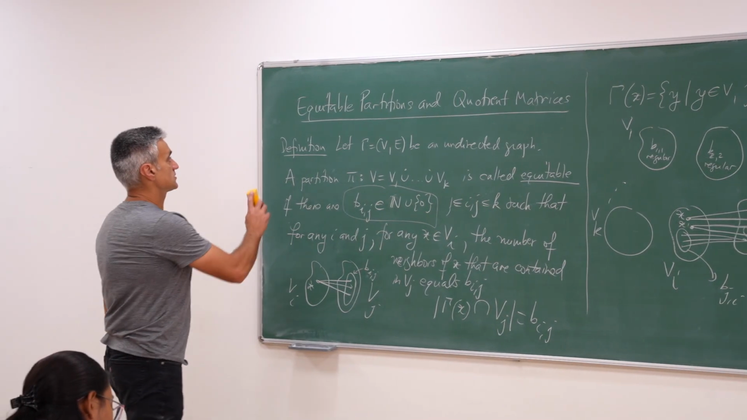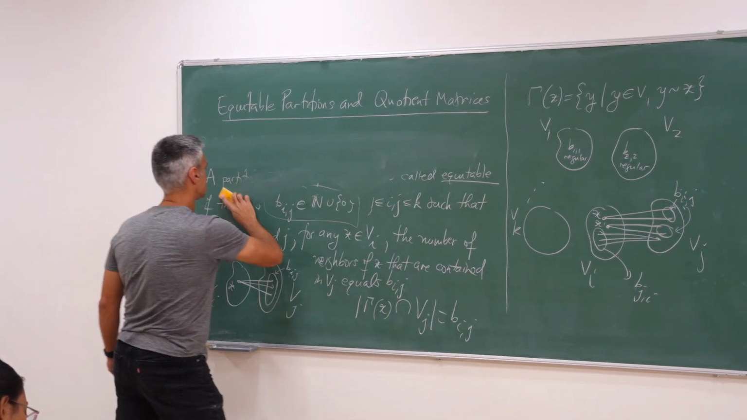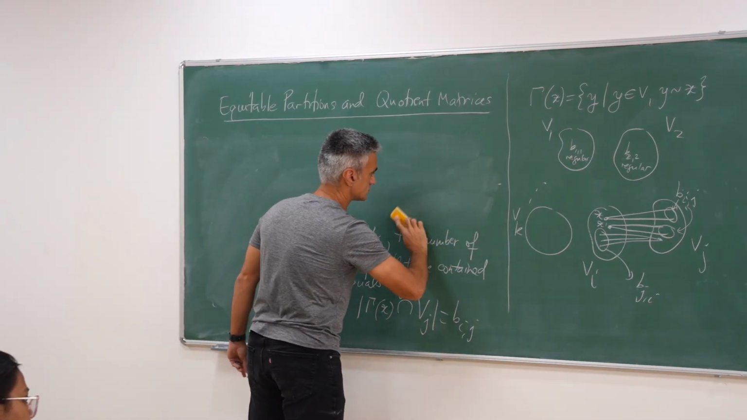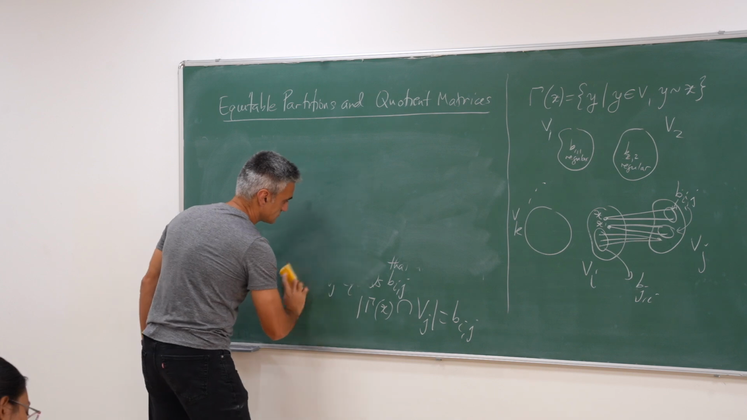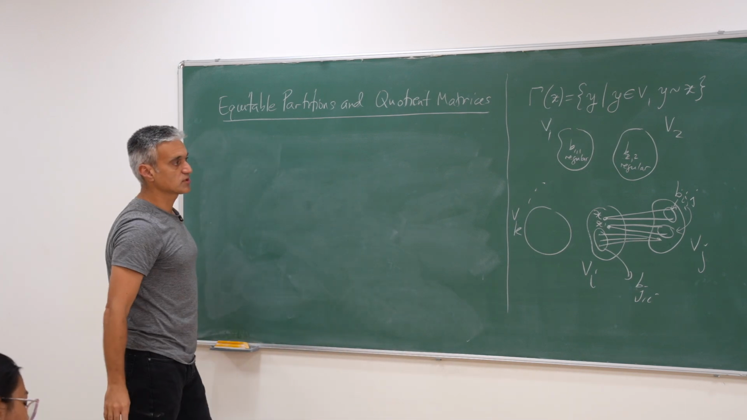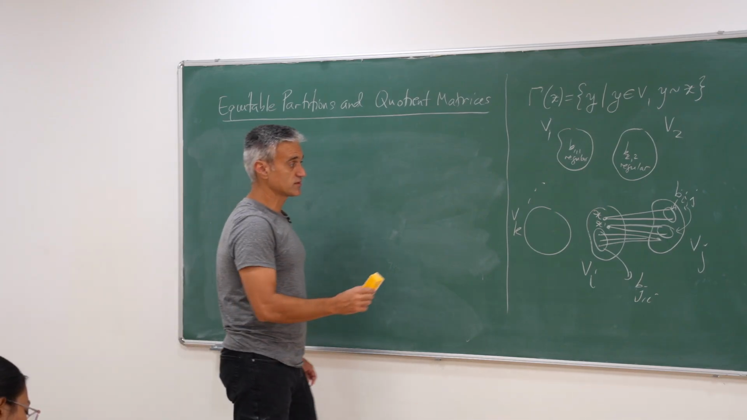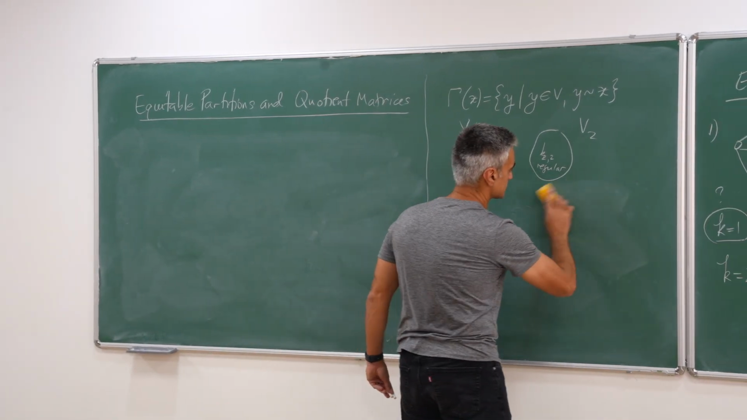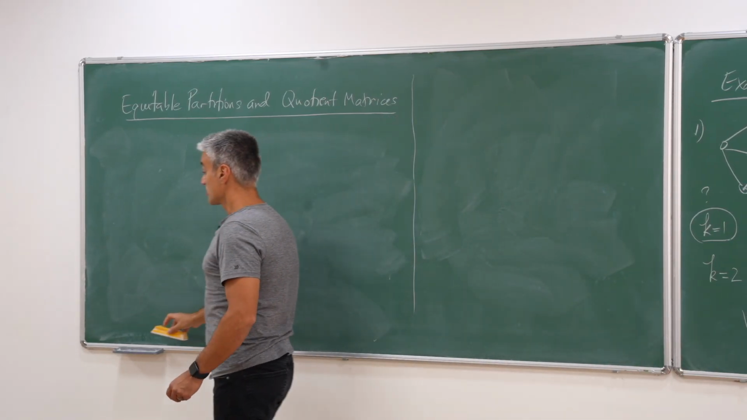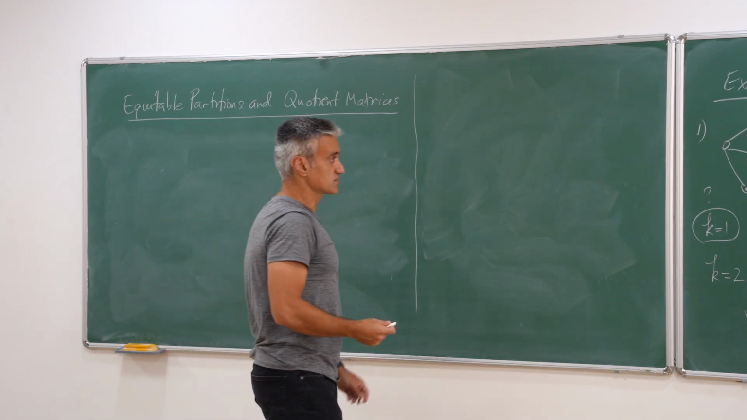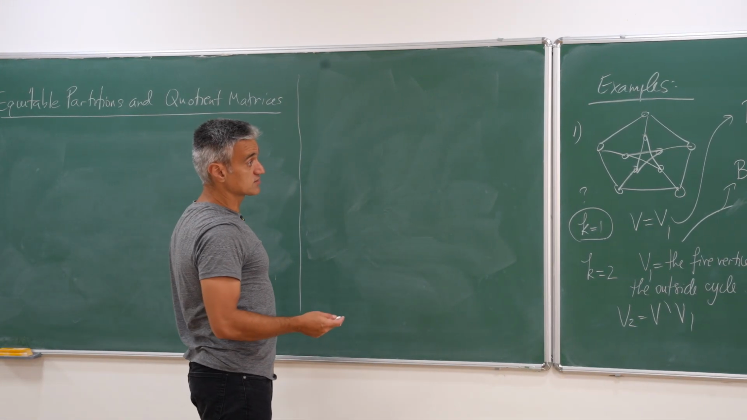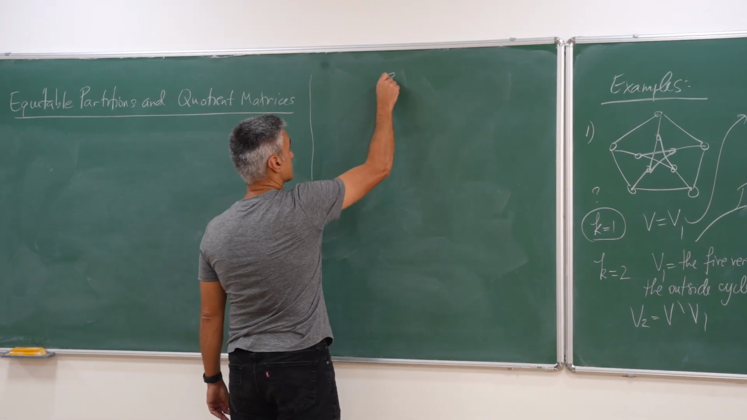Okay, so I have the definition. Let me erase here. So I'll do one more example, and then I'll give you the main theorem. So let's just do one more example. I gave you examples of equitable partitions. Maybe sometimes the partition is not equitable. So let's see if we can tell in that case. So let's stay with the Petersen graph.